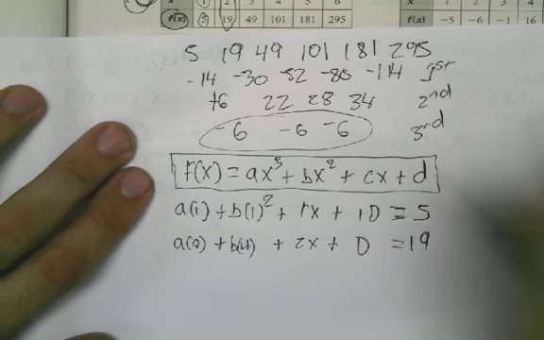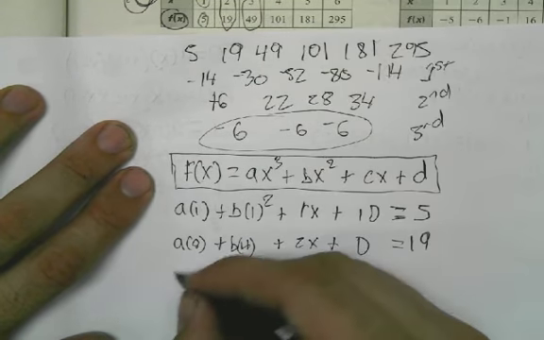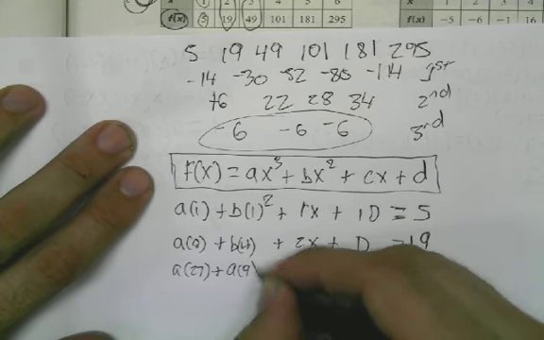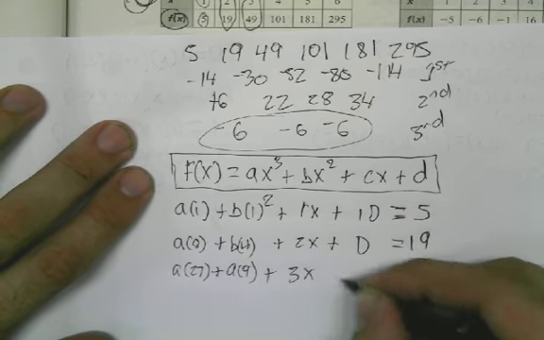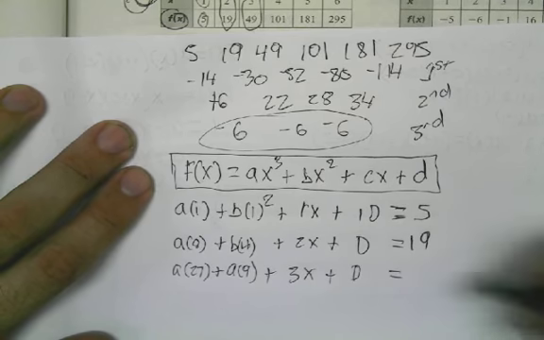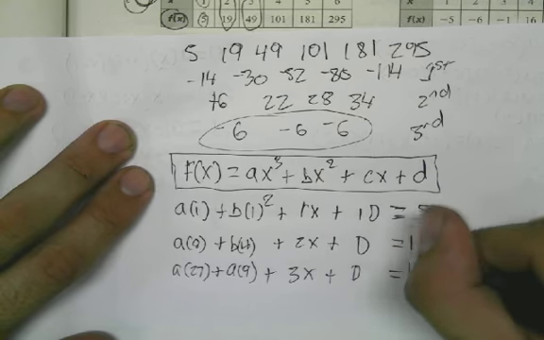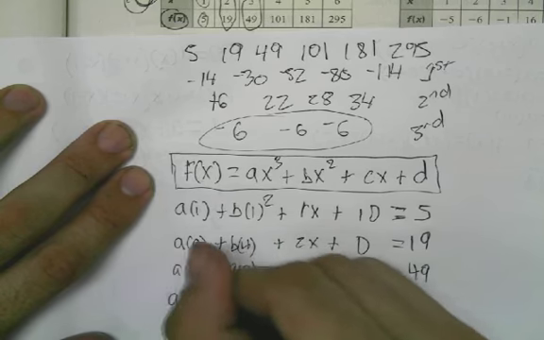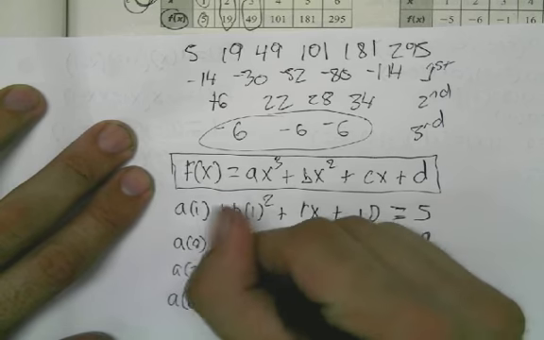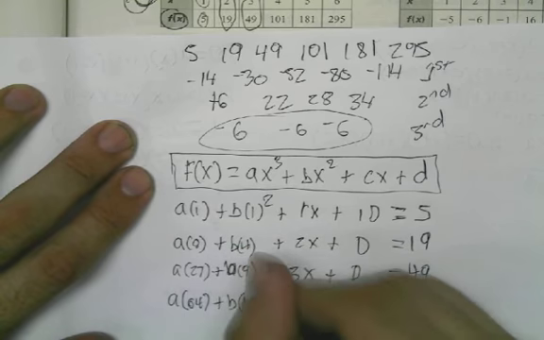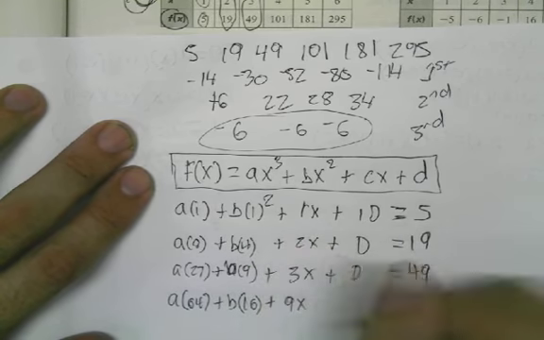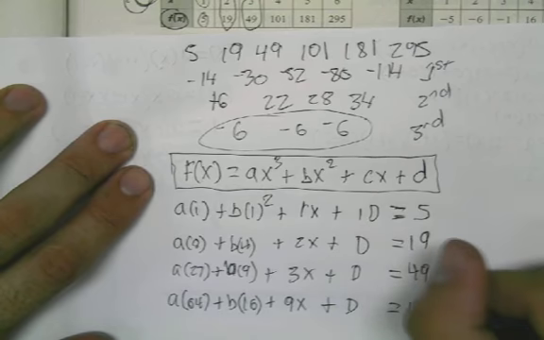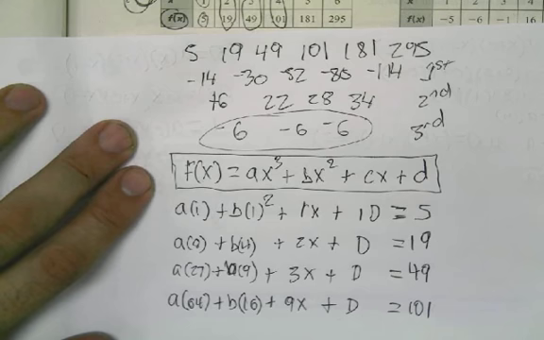Let's do the next group here. And let's take a times 27 plus b times 9 plus 3c plus d equals 49. Okay, and the last one, a times 64 plus b times 16 plus 4c plus d equals 101. Okay, I'm taking that from these. We only want a 4 by 4.